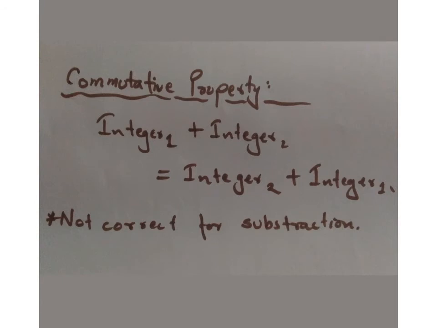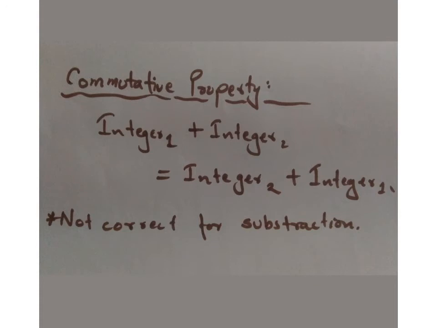So the next property is commutative property. In commutative property, if you have two integers, integer 1 and integer 2, then we can write integer 1 plus integer 2 equal to integer 2 plus integer 1. If you have confusion, consider two integers, let us say 3 and 7. Integer 1 is 3, integer 2 is 7. So we can write 3 plus 7 is equal to 7 plus 3. I repeat, 3 plus 7 equal to 7 plus 3. That is basically the commutative property.